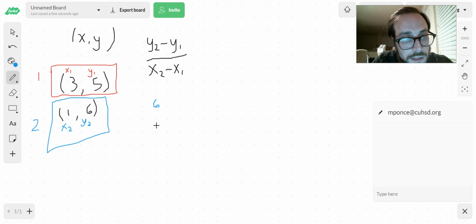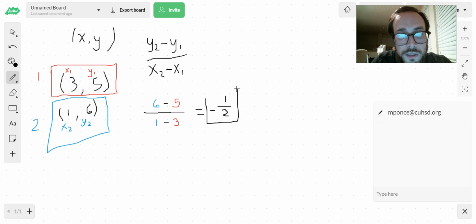6 and 1. Then we've got y1 and x1. We've got 5 and 3. And then I just fill in the rest of this. And then I do the math. 6 minus 5 is 1. 1 minus 3 is negative 2. My slope is negative 1 over 2.